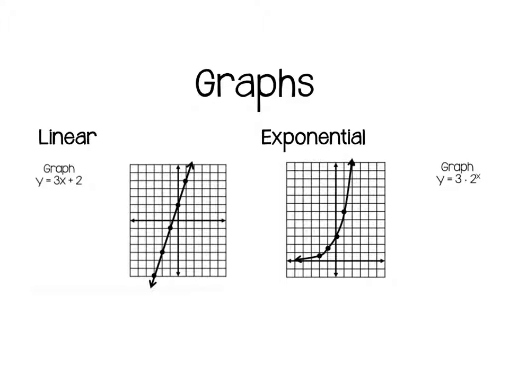Now looking at graphs, a linear function is going to graph a straight line. And an exponential function is going to graph a smooth, curved line. And it's either going to curve up or it's going to curve down. Both would be considered exponential.